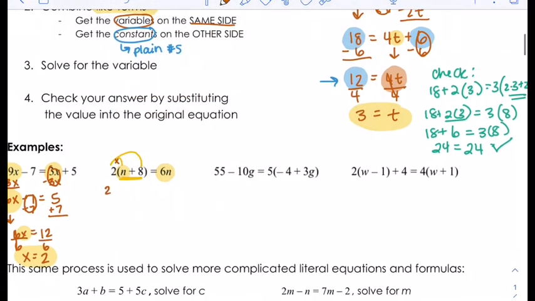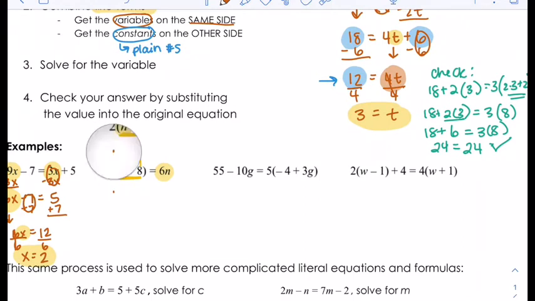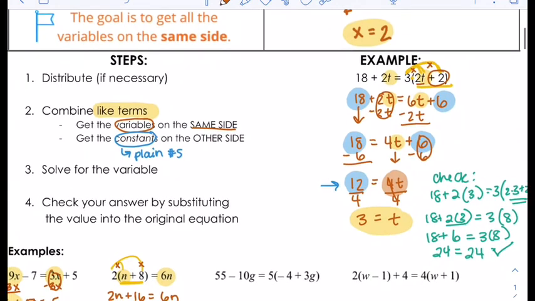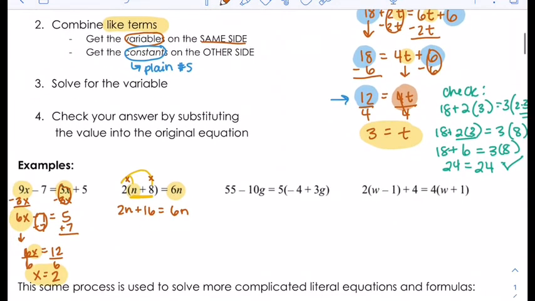2 times n is 2n. And then 2 times 8 is a positive 16. And that's equal to 6n. Now that I've distributed, which was step 1, I want to combine any like terms. I want to get the variables together on one side and the constants on the other.